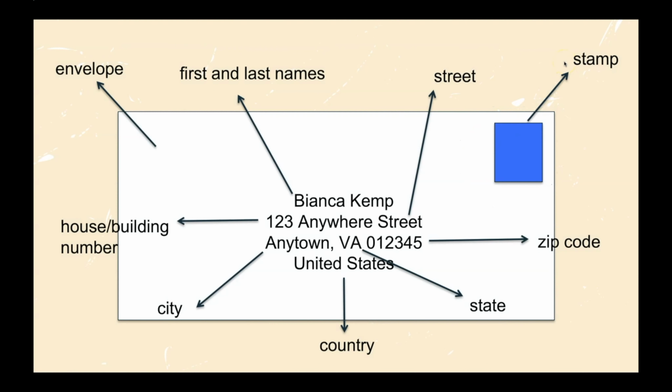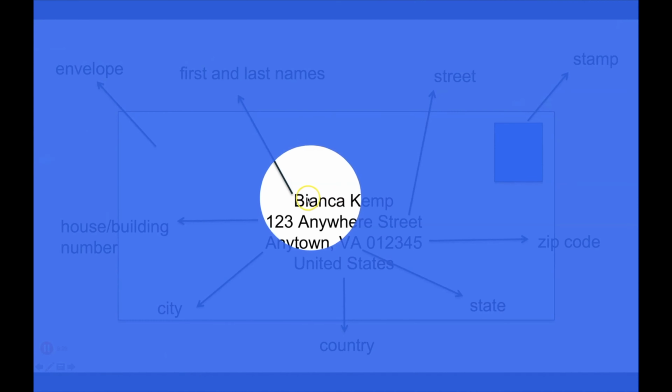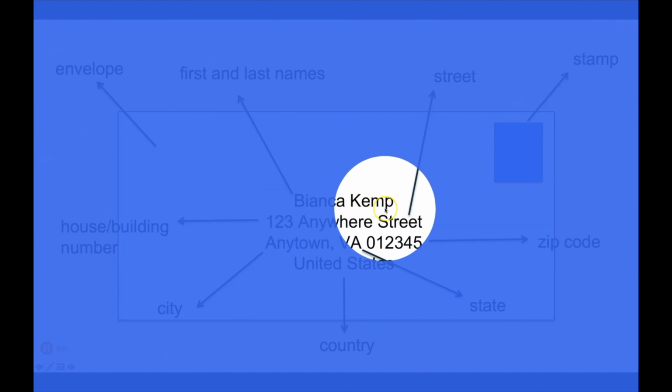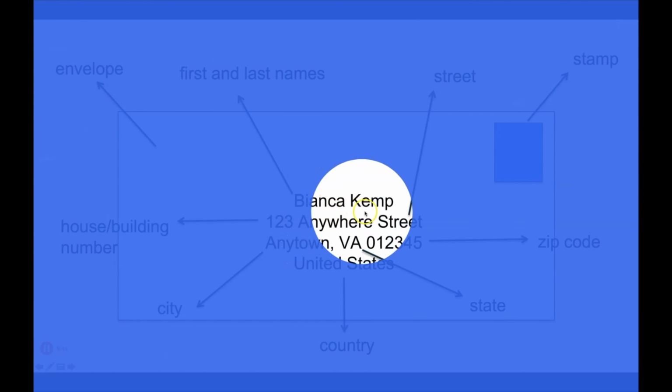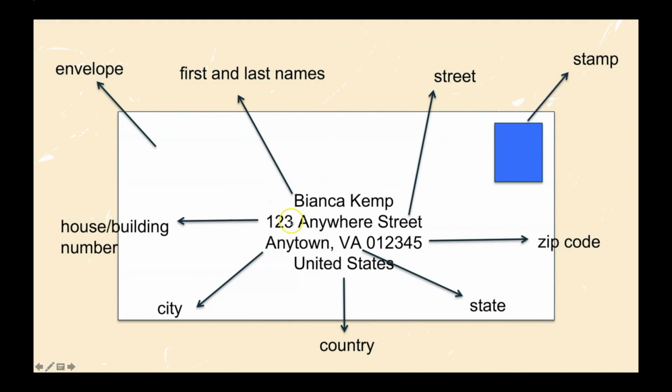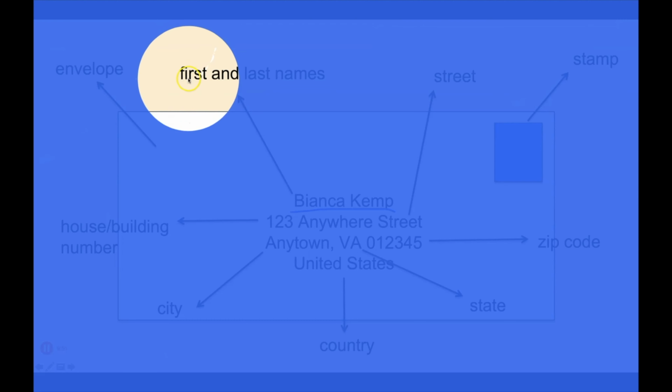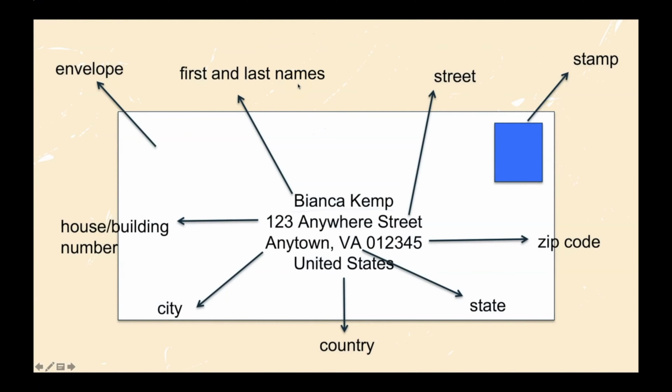Now, on our envelope, we have some very important information. Okay? So, looking here at the first line, you know this name. We've got a first name here and a last name here. And actually, as you know, they're my first name and last name, Bianca Kemp. So the first line has first and last names.